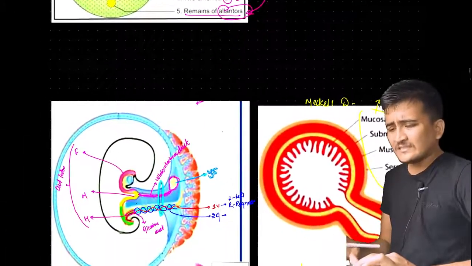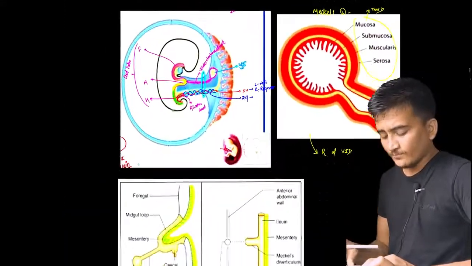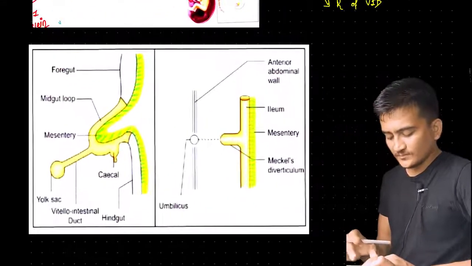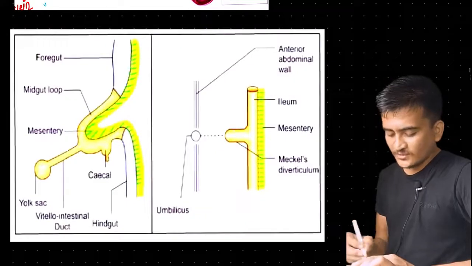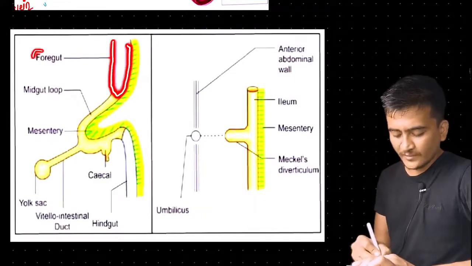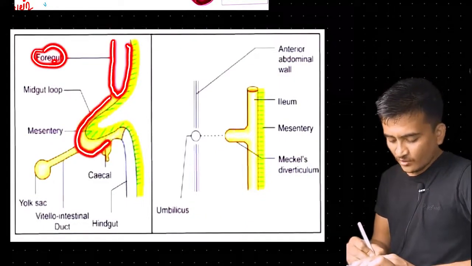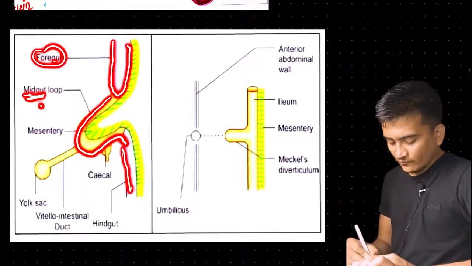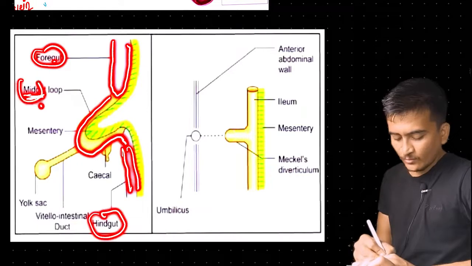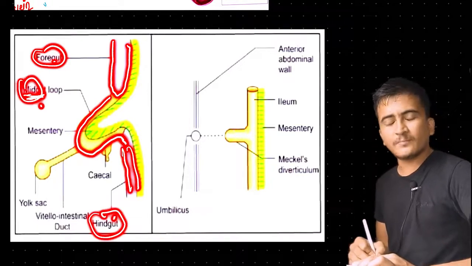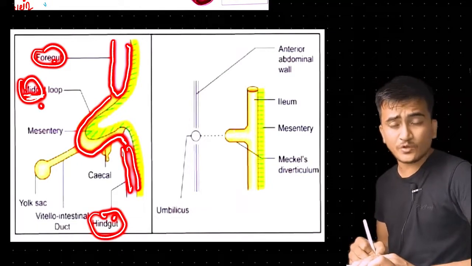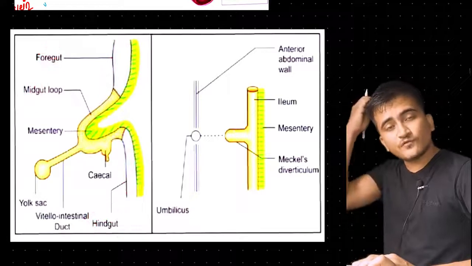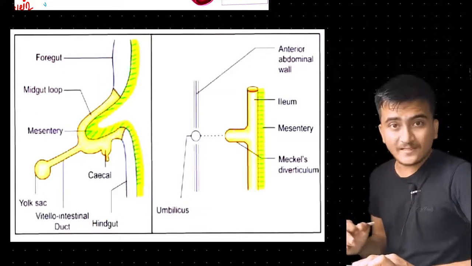Now, talking in detail about this Meckel's diverticulum, we need to go toward this diagram. The same, similar story. What is this? This is our foregut. This is our midgut. And this is our hindgut. All these are part of the gut tube. And what is contributing to the formation of the gut tube? Our yolk sac.